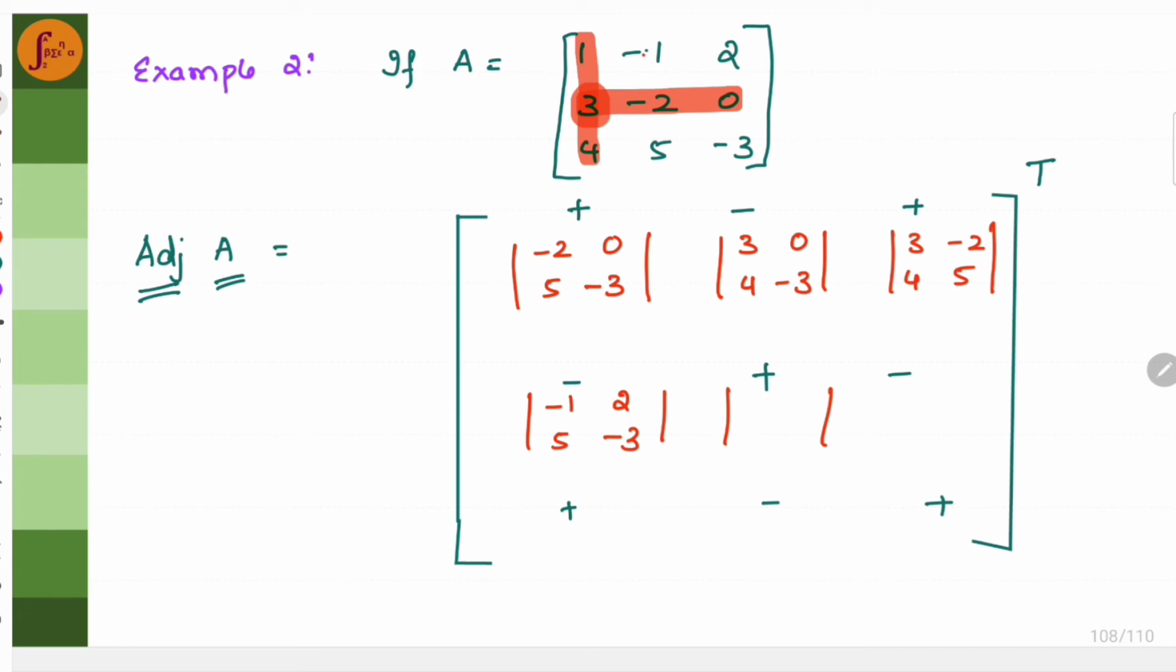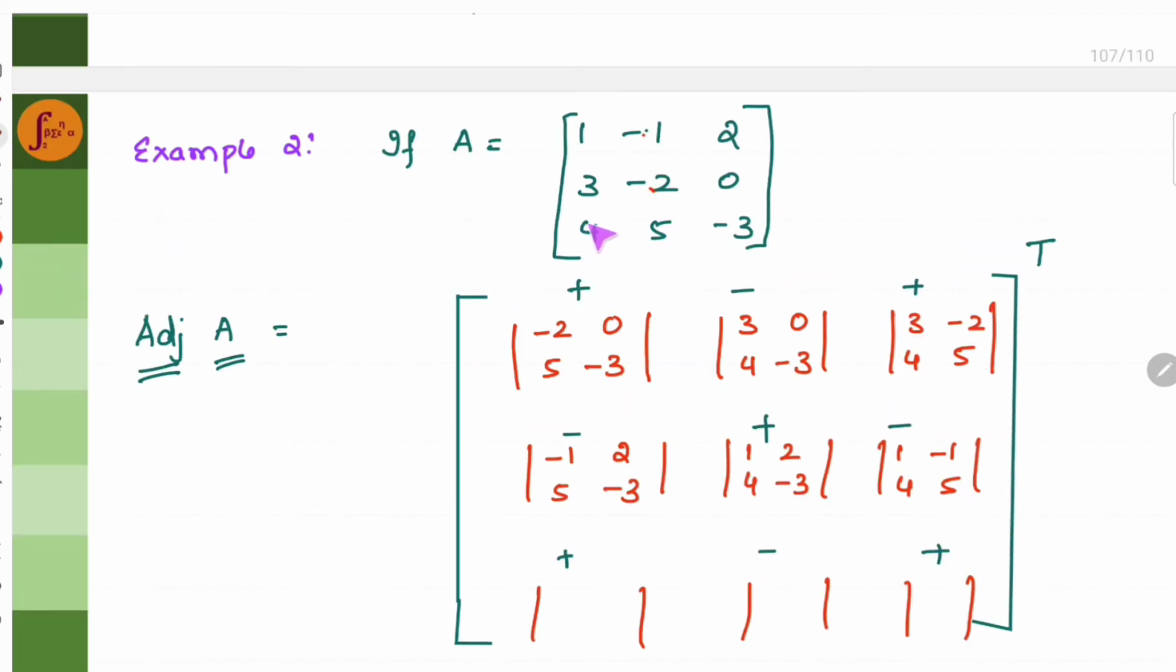Similarly for the fifth element, minus 2, ignore the second column. So the elements are 1, 2, 4, minus 3. Let's find it for the sixth element, which is 0. You ignore the third column and the second row. So the elements we have are 1, minus 1, 4 and 5.